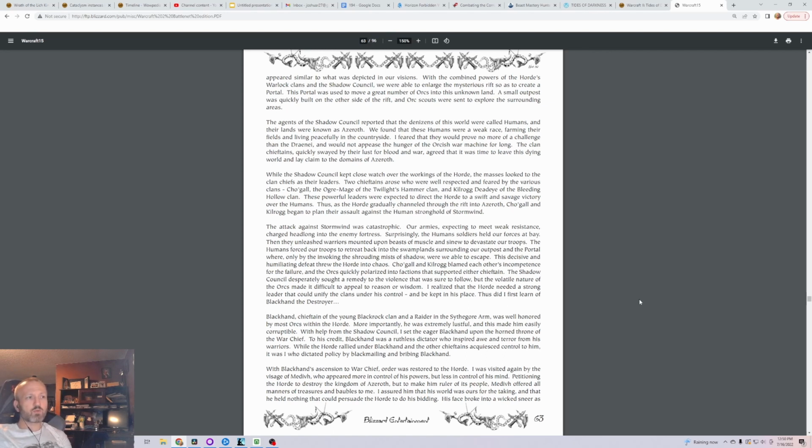was well honored by most orcs within the Horde. Most importantly, he was extremely lustful, and this made him easily corruptible. With help from the Shadow Council, I set the eager Blackhand upon the horned throne of the Warchief. To his credit, Blackhand was a ruthless dictator who inspired awe and terror from his warriors. While the Horde rallied under Blackhand and the other chieftains acquiesced control to him, it was I who dictated policy by blackmailing and bribing Blackhand. With Blackhand's ascension to Warchief, order was restored to the Horde.